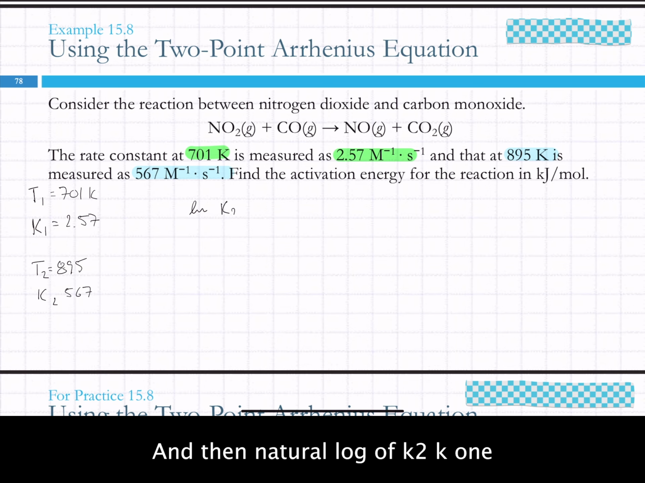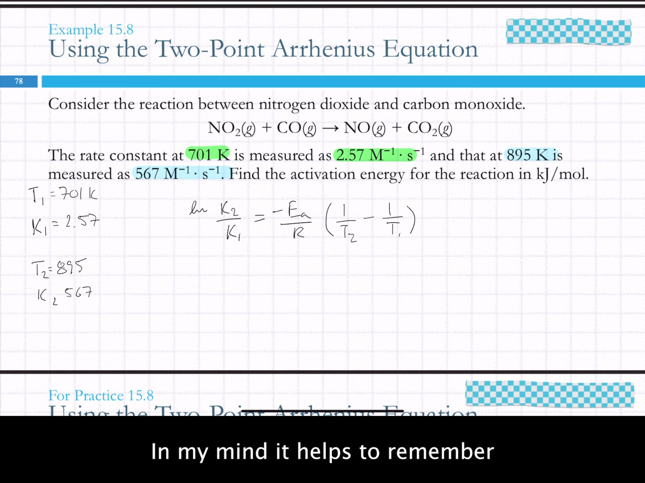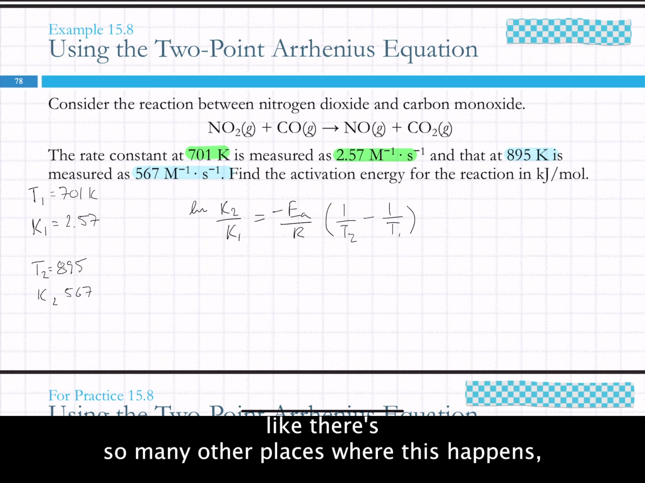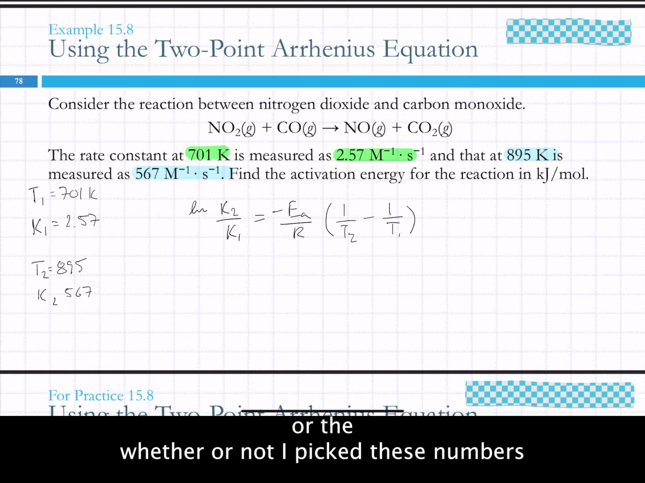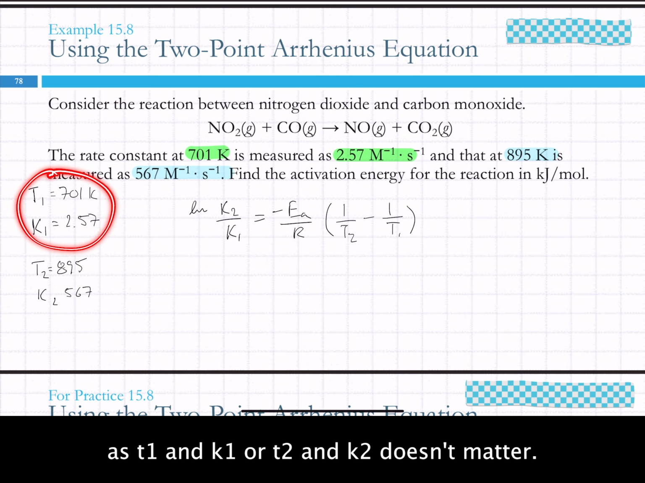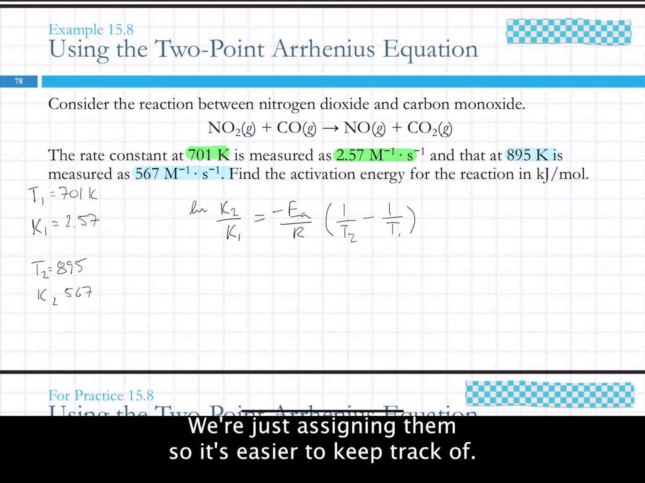And then natural log of K2 over K1 equals negative EA over R times 1 over T2 minus 1 over T1. In my mind, it helps to remember, like there's so many other places where this happens, it's final minus initial. So 2 minus 1, put the 2 first, put the 1 second. But again, the order doesn't actually matter, or whether or not I picked these numbers as T1 and K1 or T2 and K2 doesn't matter. We're just assigning them so it's easier to keep track of.